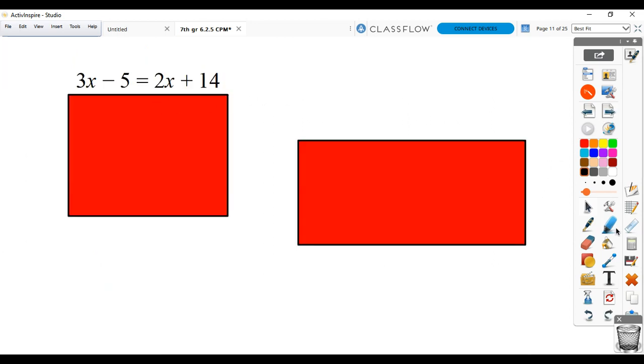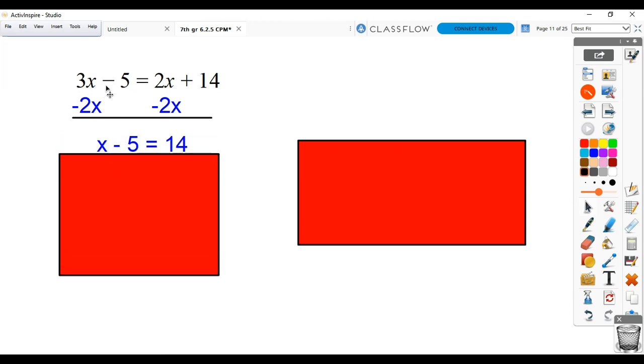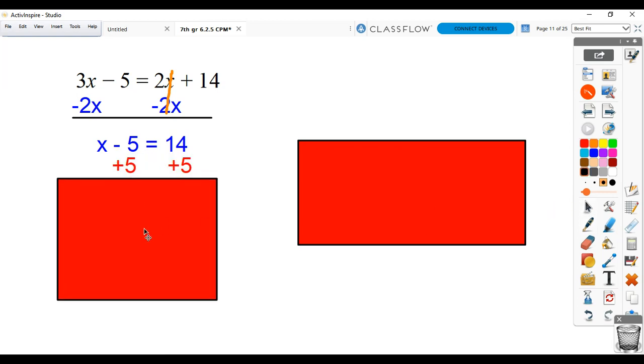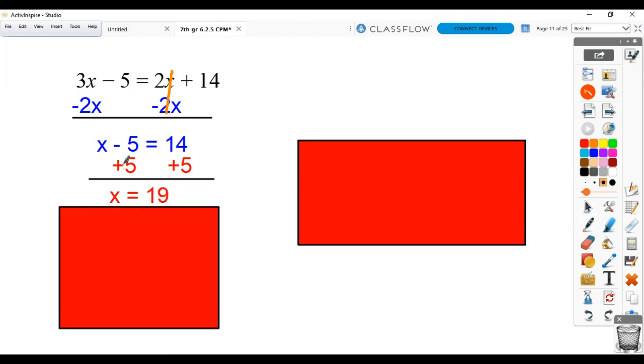For this next one, again, your goal is to get x by itself on one side. We have 3x here and 2x here. So we'd subtract 2x from both sides. When we do that, 3x minus 2x is x. Minus 5 comes down. Equal sign comes down. 2x and minus 2x zero each other out, and the 14 comes down. We would then add 5 to both sides to get x by itself, and we get x equals 19. Again, this zeroes out. So 19 is our solution.